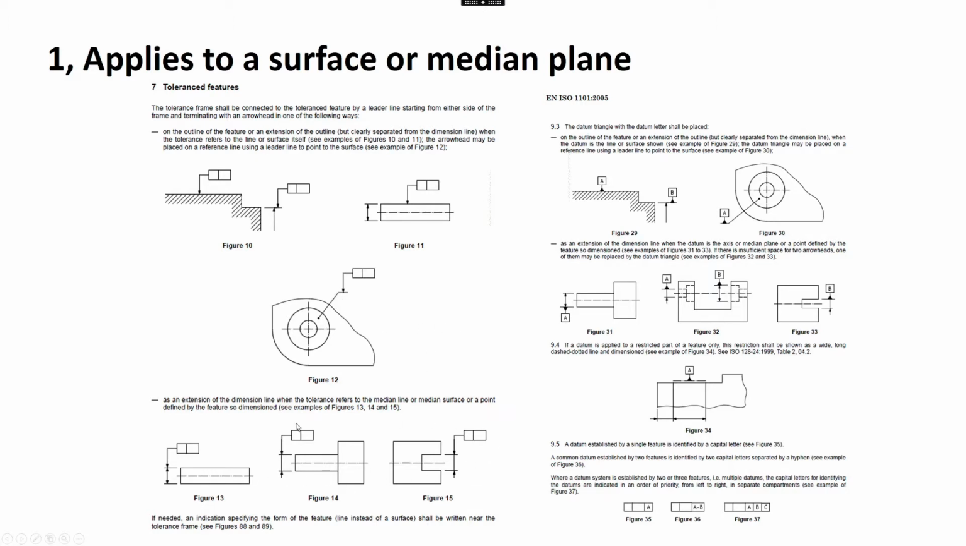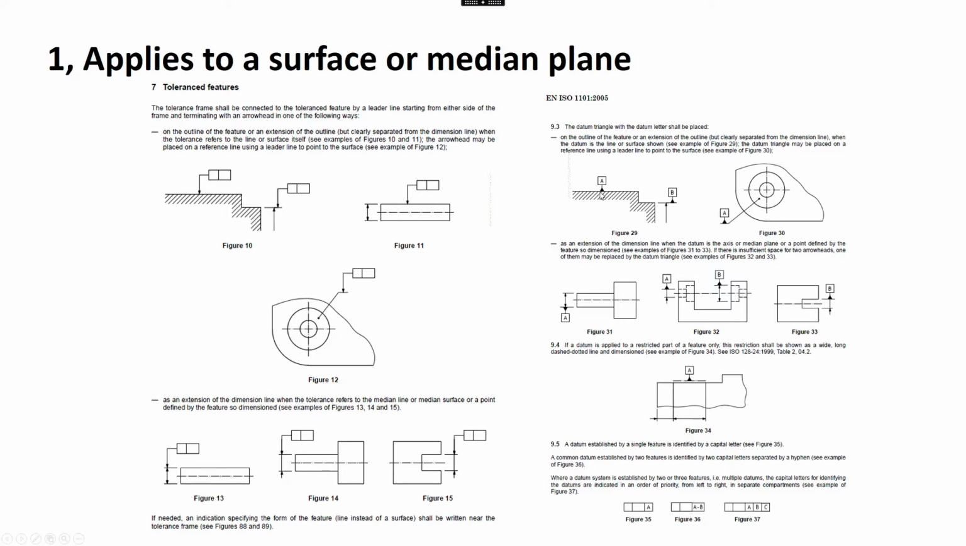In this example at the bottom, the symbol here is lined up with this arrow. So this means the center line of this feature. So this is being applied to this center line of this feature because the arrows are lined up. Likewise, this is the same. This is the same.